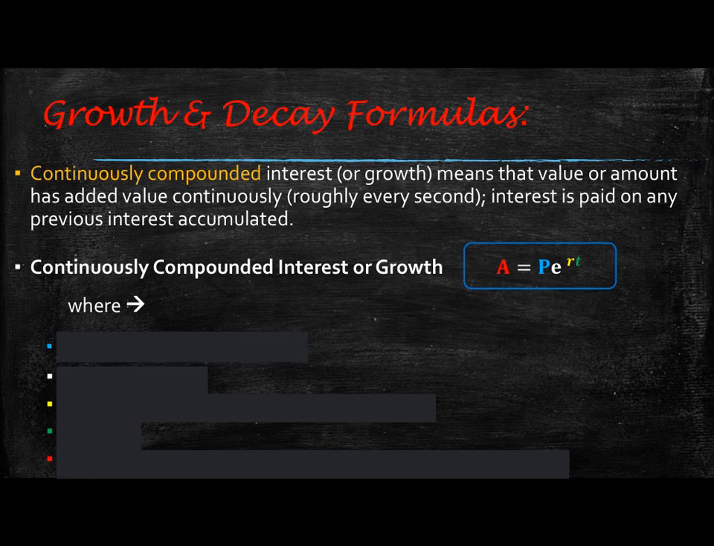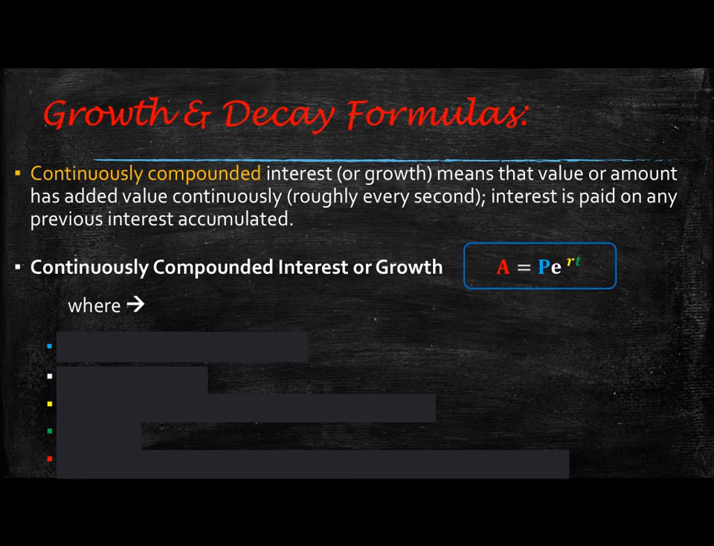Okay, the last formula that we use is the continuously compounded interest or growth. What that means is that the value or amount has added value continuously. It's roughly every second. That means interest is paid over and over and over again, almost by second. It is paid on any previous interest accumulated. I call this the PERT formula. You'll see why. It's A equals P times E to the RT.